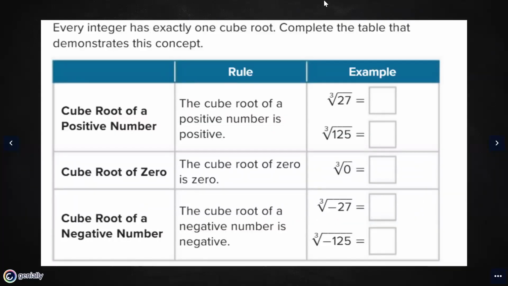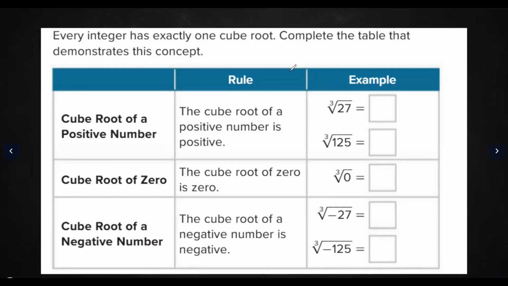Okay, every integer has one cube root. Okay, it doesn't have two like the square root. Cube root only has one. Okay, the cube root of a positive number is positive. So if I'm asking for the cube root of 27, I will have to find a number for which when I multiply it 3 times by itself, it will be 27. So if we do 3 times 3 times 3, it will give us 27. So right here, my answer would be 3.